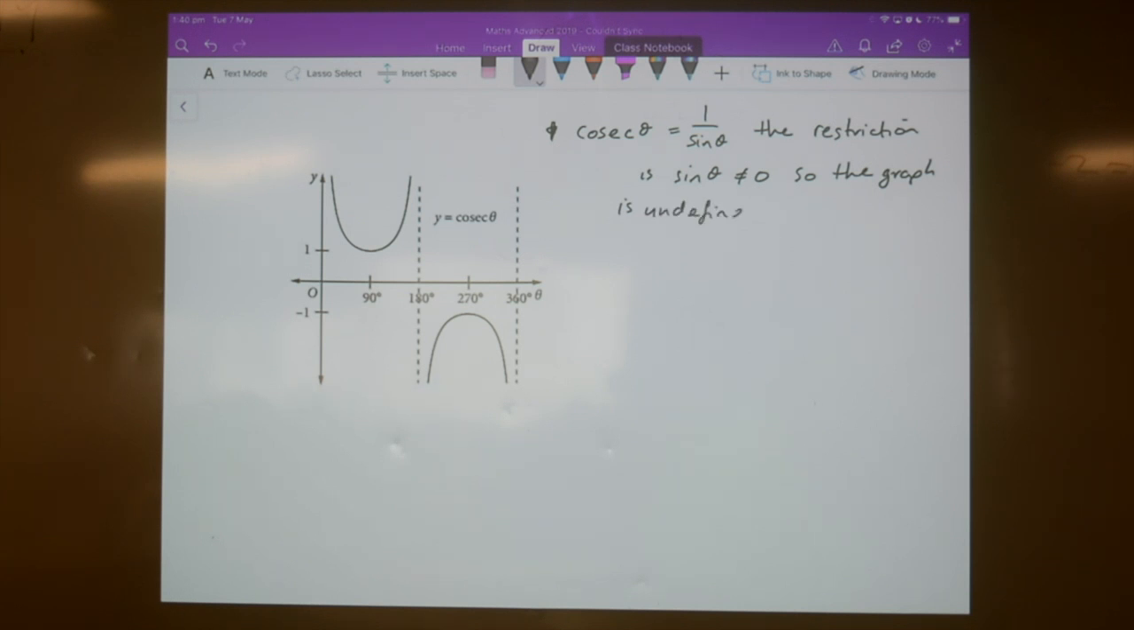It's undefined at a few places, but it's whenever sine theta equals 0. Okay? So when sine theta equals 0, that's where it's undefined.